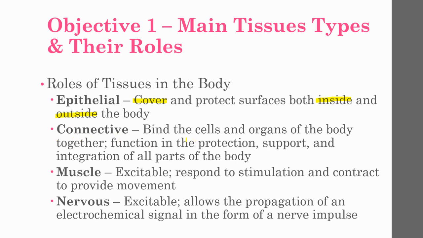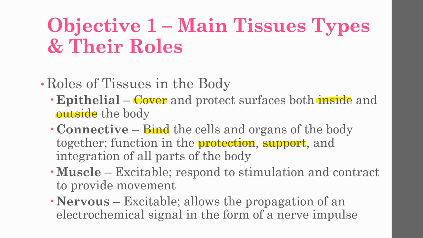And then connective, like the name sounds, is going to be connecting things, so they bind cells and organs together. But there's actually a pretty wide variety of connective tissue, so they're going to have a variety of functions to go along with that. They can protect, like in the case of bones. They can be supportive, like some of your connective tissues such as ligaments and tendons. You can have insulation, you can have transport. There are a lot of different functions of connective tissue.